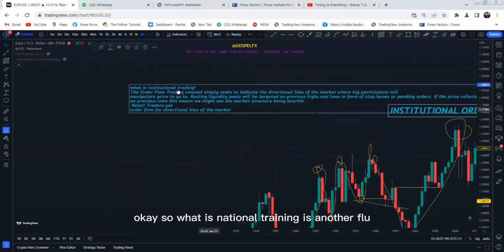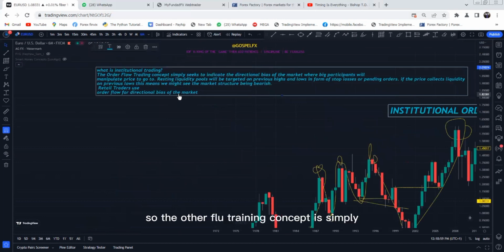So what is institutional order flow? The order flow trading concept simply seeks to indicate the directional bias of the market, where big participants, like the big banks and central banks, will manipulate price to go and take resting liquidity pools, targeted on previous highs and lows in the form of stop losses or pending orders. Now, if price collects liquidity on previous lows, this means we might see the market structure being bearish.